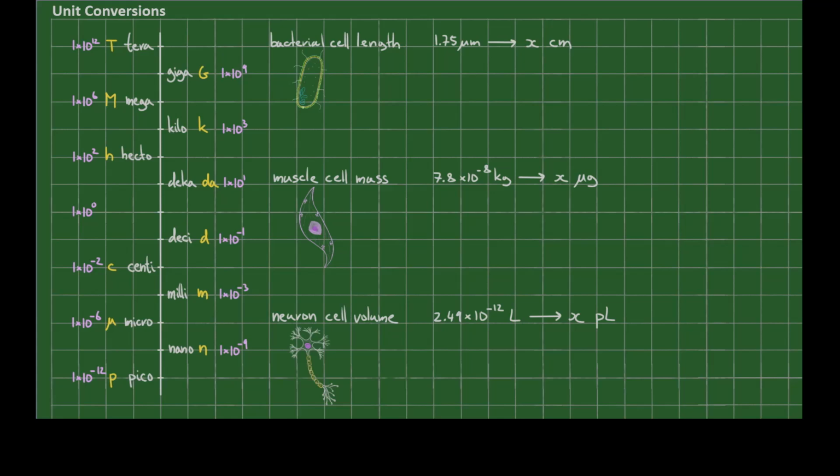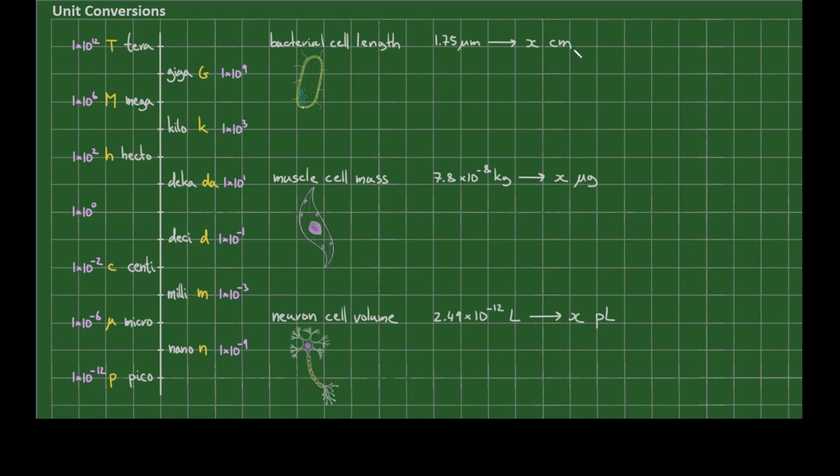As cells are the basic unit of life, I thought they would be appropriate examples. The average length of a bacterial cell is about 1.75 micrometers. We need to convert that to centimeters.